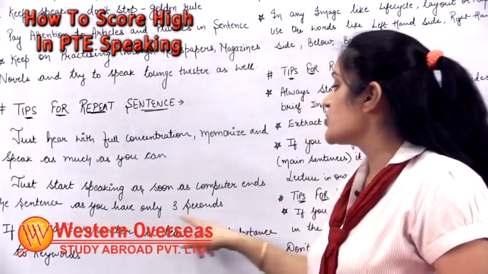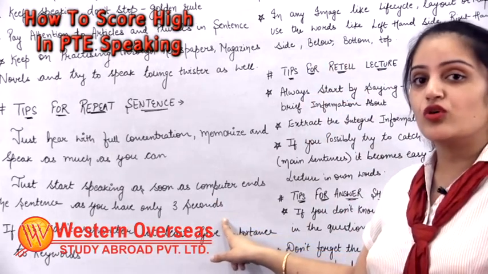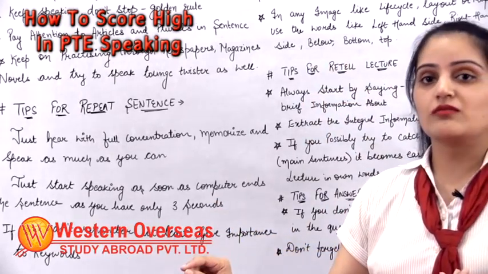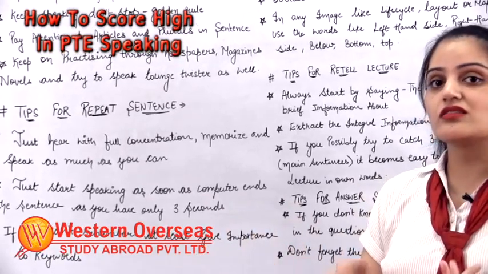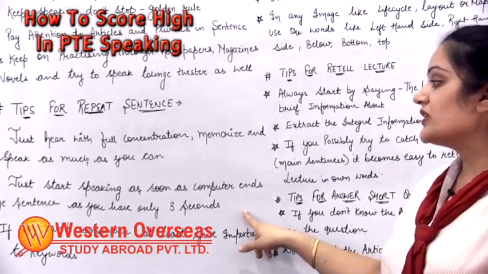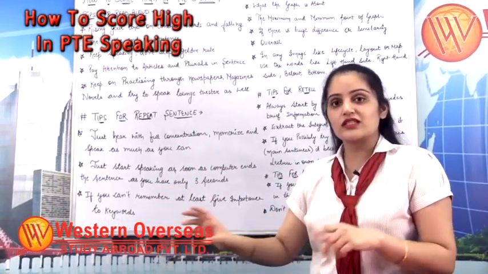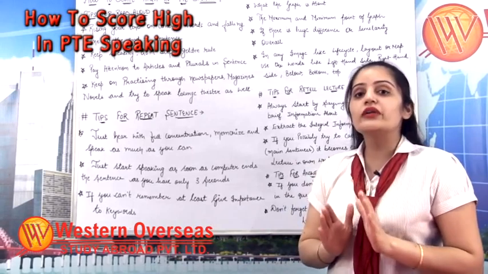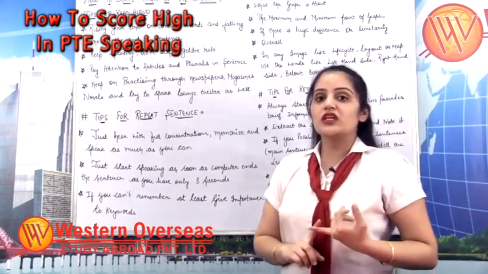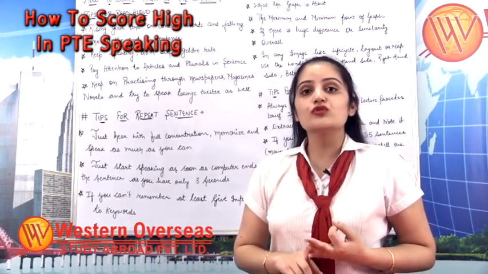The second thing that you have to do in repeat the sentences, just start speaking as soon as the computer ends the sentence, as you have only 3 seconds. I have mentioned this earlier also, that when the recording starts you have to speak within 3 seconds, because if you do not speak in 3 seconds the microphone will shut. So as soon as the speaker completes its sentence, please speak, and don't take a pause. Taking a pause in speaking means hindering your fluency, which can reduce your scores.